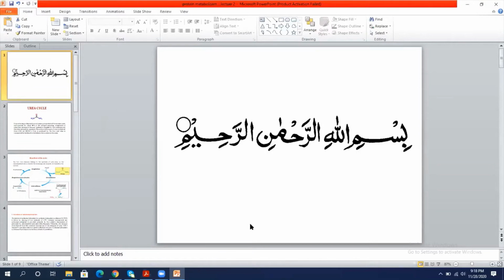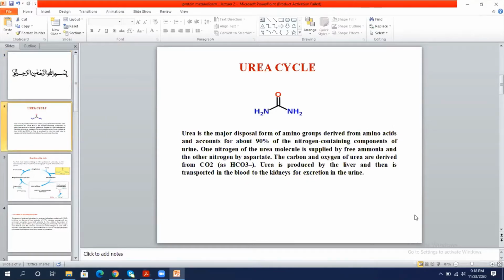Bismillah ar-Rahman ar-Rahim. Today we will discuss the urea cycle. Urea is the major disposal form of ammonia groups derived from amino acids and accounts for about 90% of nitrogen containing components of urine. One nitrogen of the urea molecule is supplied by free ammonia and the other nitrogen by aspartate. The carbon and oxygen of urea are derived from carbon dioxide.